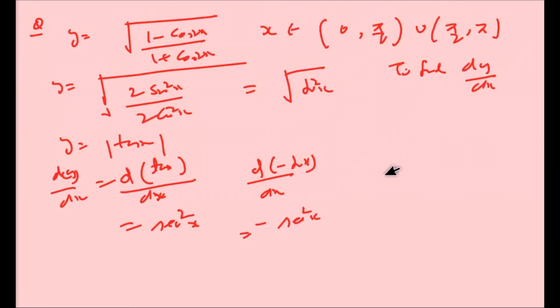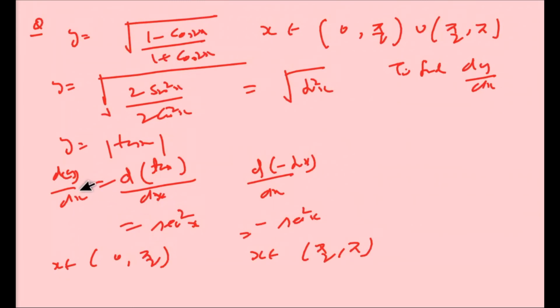Okay, so this will depend on the range: x belongs to 0 to pi by 2, or x belongs to pi by 2 to pi. If this is given, you have to check it. If this is not given in the question, write the tan x answer as sec square x. According to the range, you have to select your answer.